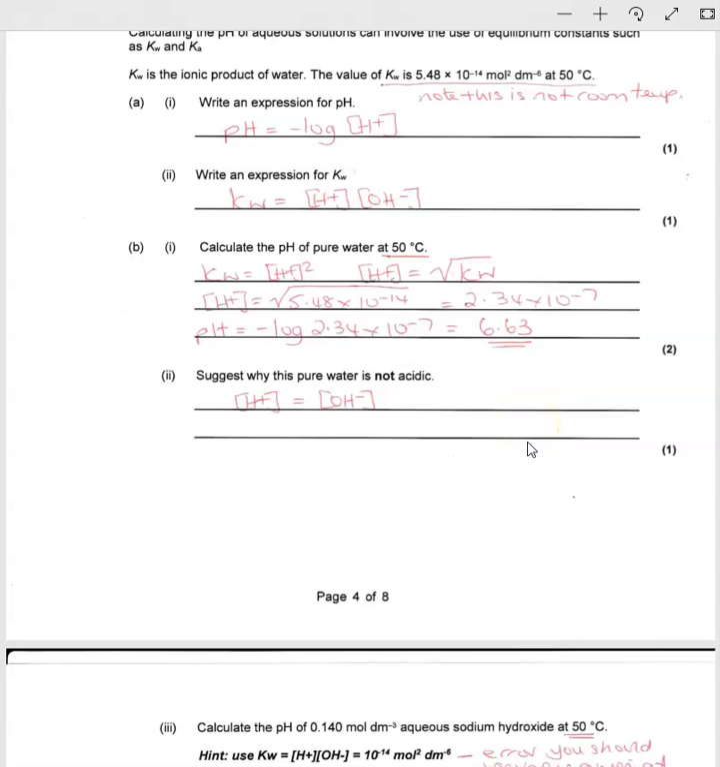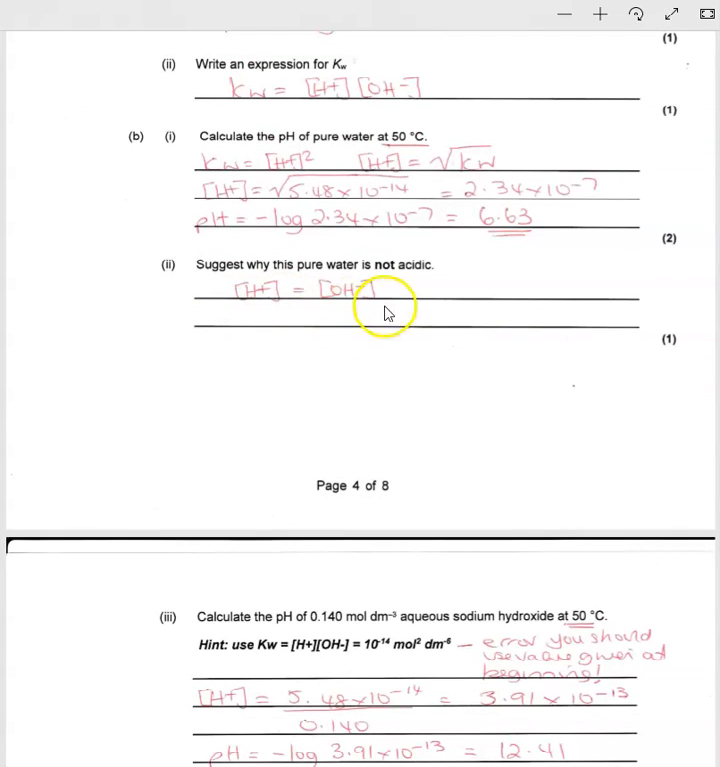Suggest why the pure water is not acidic, because that's pretty neutral, 6.63. It is because your concentrations of both the ions are equal, because to make it acidic, we need more H+ than OH minus, don't we?